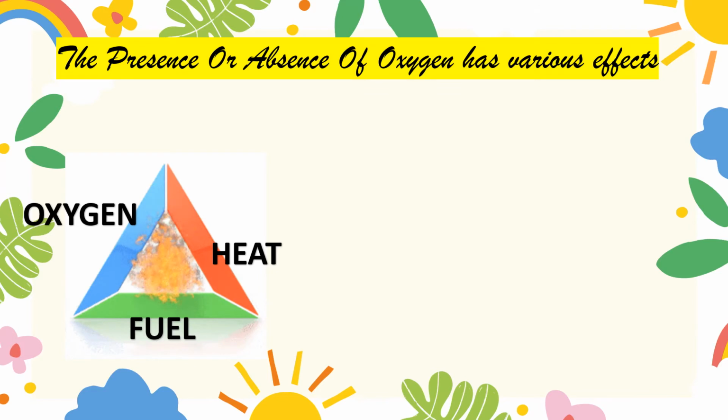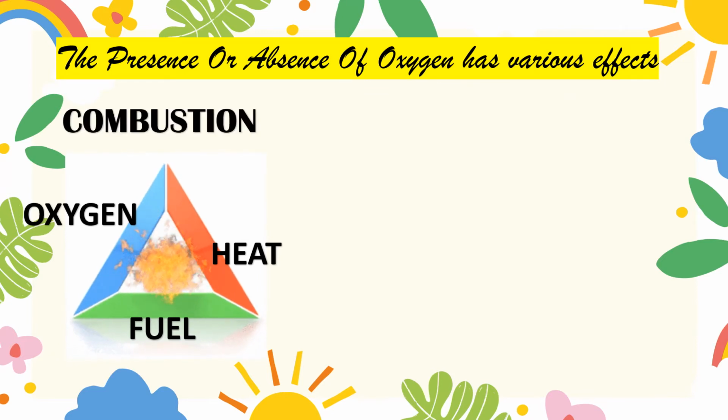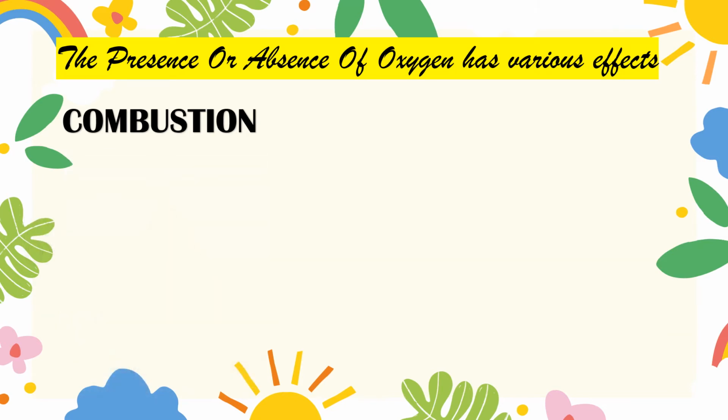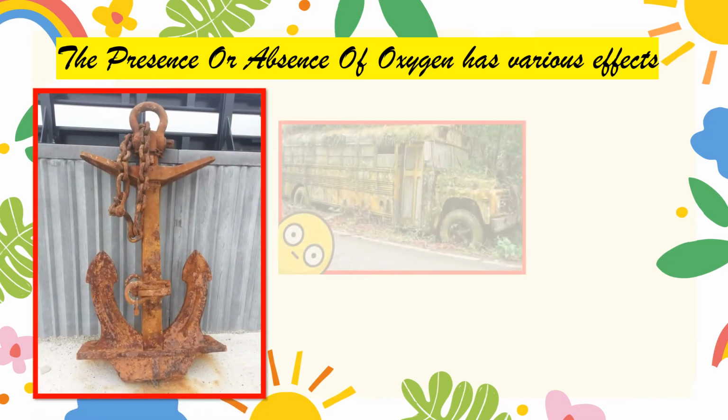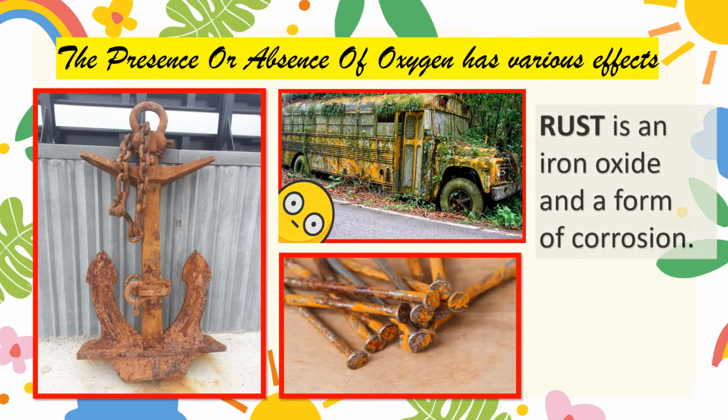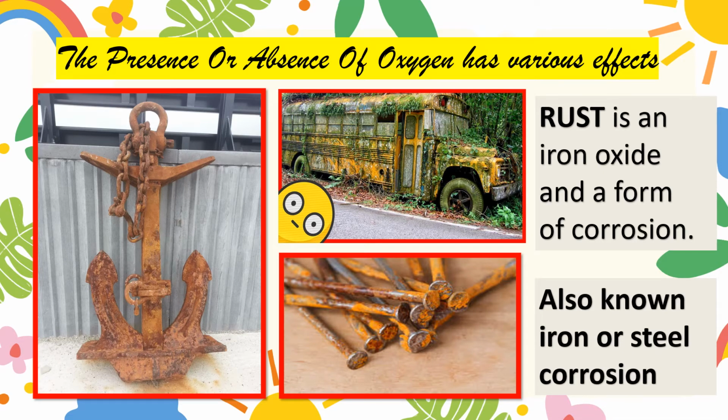Let us look at another example. This picture. What is common among these pictures? Correct. What is common among these pictures is the presence of rust. Rust is an iron oxide and a form of corrosion. It's also known as iron or steel corrosion.